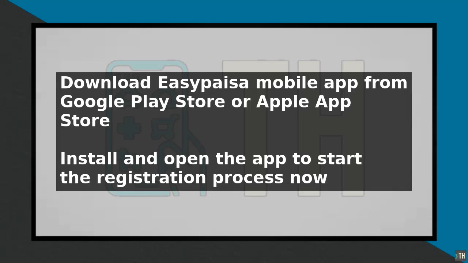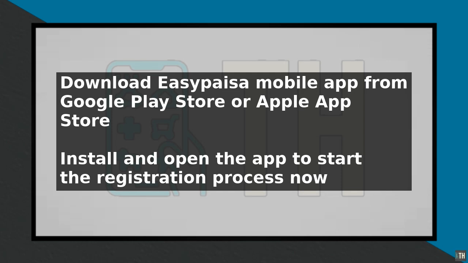To make an EasyPaisa digital account, start by downloading the EasyPaisa mobile app from the Google Play Store or Apple App Store. Once the app is installed, open it and click on the Register Now button. You will be asked to enter your mobile number. So enter the number you want to use for your EasyPaisa account and click Next.